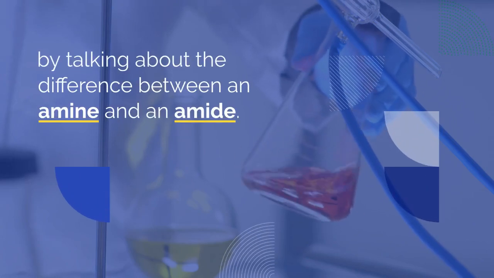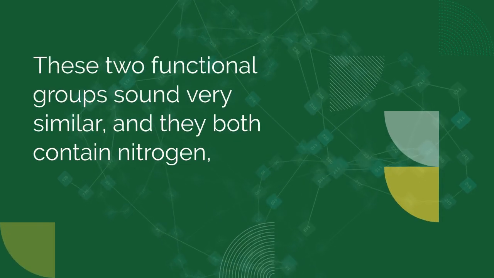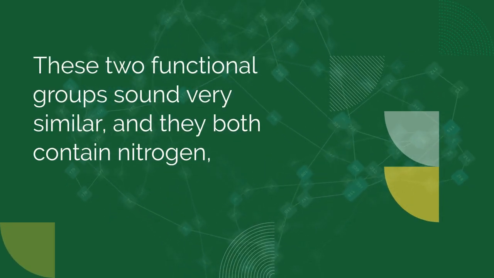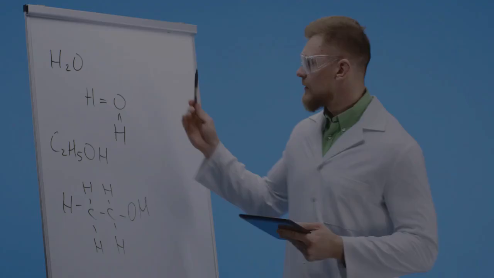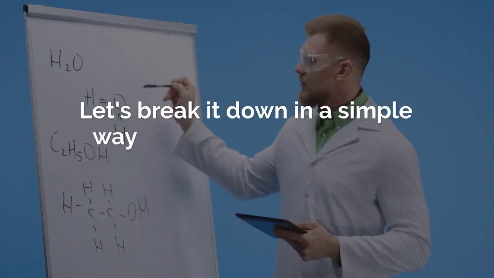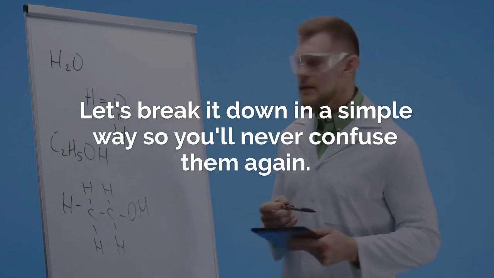Today, we are going to clear up a common mix-up in chemistry by talking about the difference between an amine and an amide. These two functional groups sound very similar, and they both contain nitrogen, but their structures and properties are worlds apart. Let's break it down in a simple way so you'll never confuse them again.